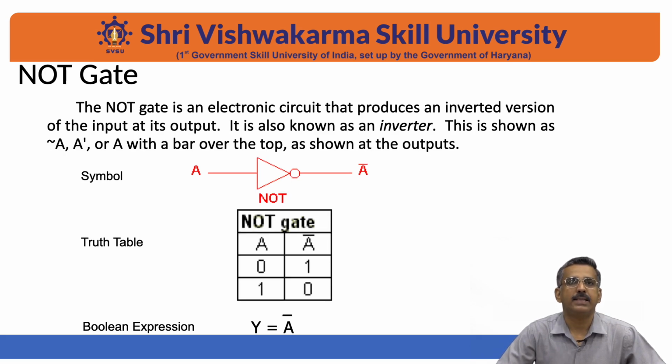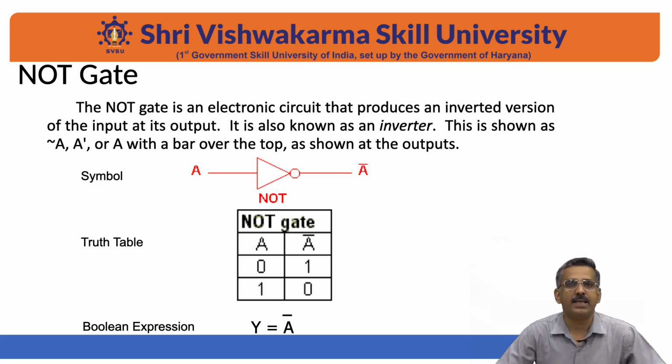Now, let us see the third important gate, that is known as the NOT gate. The NOT gate is the electronic circuit that will produce the inverted version of the input at the output terminal. Whatever input we apply at the input will be inverted at the output terminal. It is also called an inverter. The symbolic representation of the NOT gate is shown like this, and the Boolean expression for the NOT gate is always represented as Y is equal to A bar.